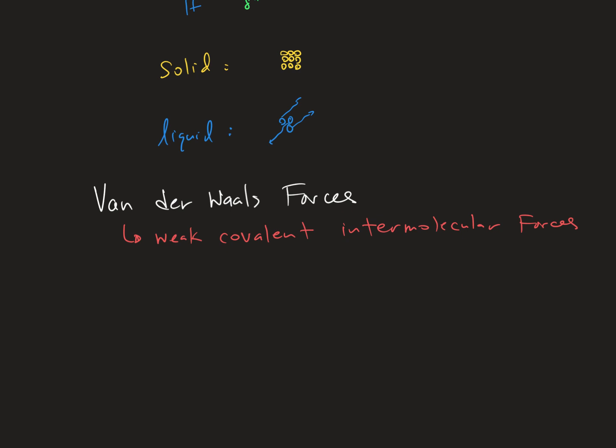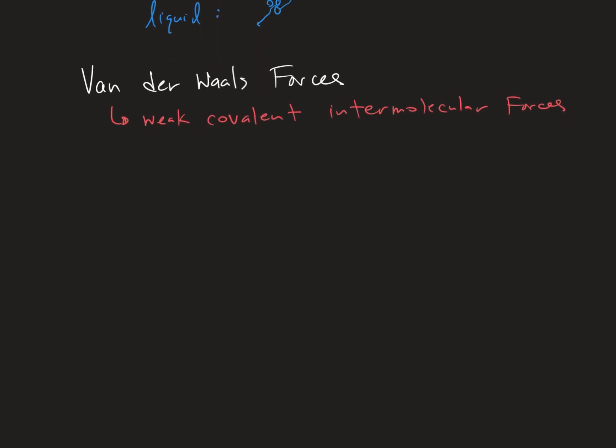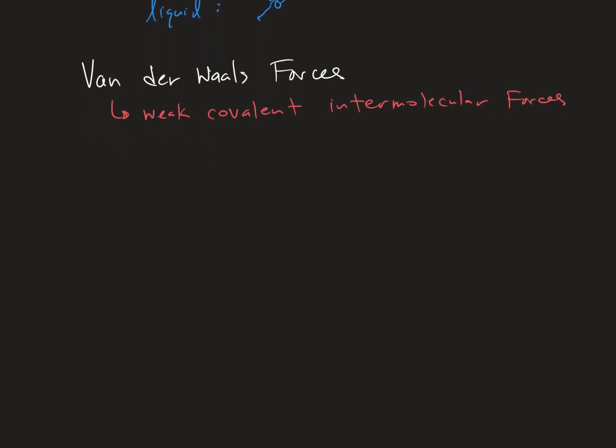And there's three different types of van der Waals forces. Let's start with the weakest of all of them. It's called London dispersion force. Sometimes they're just called dispersion forces.